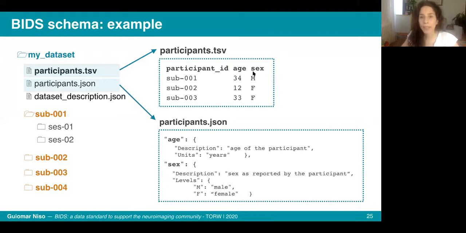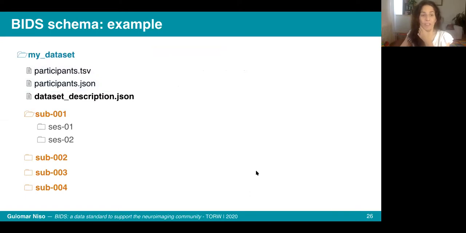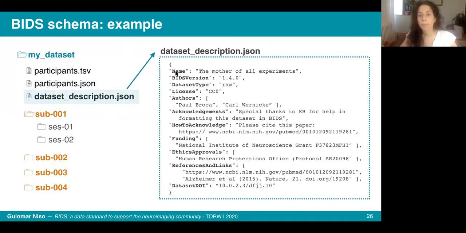These are maybe very obvious, but this participants TSV could get a bit longer and more complicated. So it's good to have a description like age of the participant, or sex as reported by the participants, and the options you have, and so on. Also, you will have your dataset description JSON file, which just gathers the name of your experiment, the BIDS version, the dataset type, and all this, how to acknowledge, funding, and dataset DOIs, and references. So all these keywords are fixed, and you only have to fill them in.